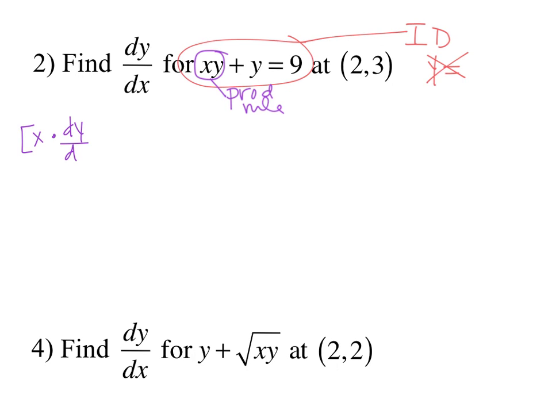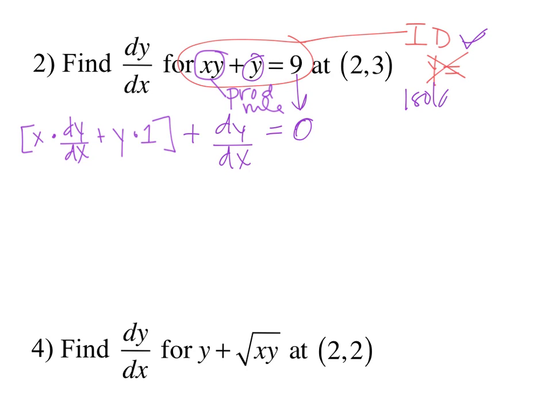1d2 plus 2d1. So it's the first, which is x, times the derivative of the second, which is dy dx, plus the second, which is y, times the derivative of the first, which is 1, plus the derivative of that guy, which is dy dx, and that's equal to 0, because the derivative of 9 is 0. Now that we've derived implicitly, our job is to isolate dy dx.